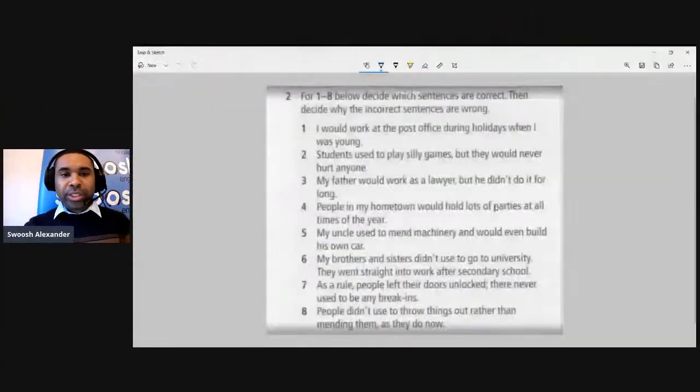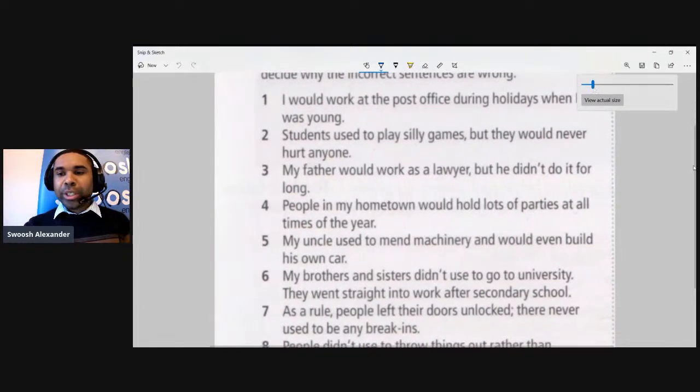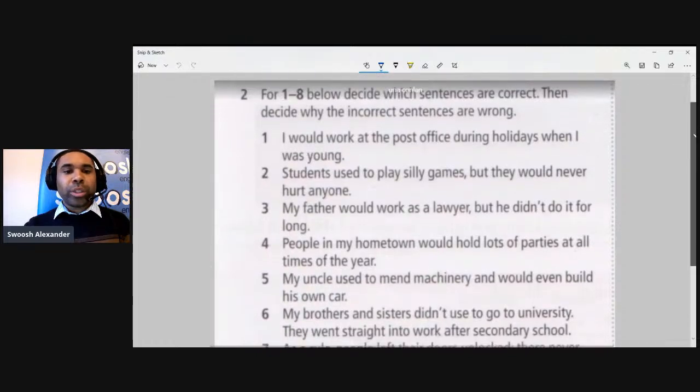So let us have a look at the task that we are analyzing today. We can see here that we have 8 sentences. Just make these larger so we can all see them clearly. And the question is, which of these sentences are correct and which are not?